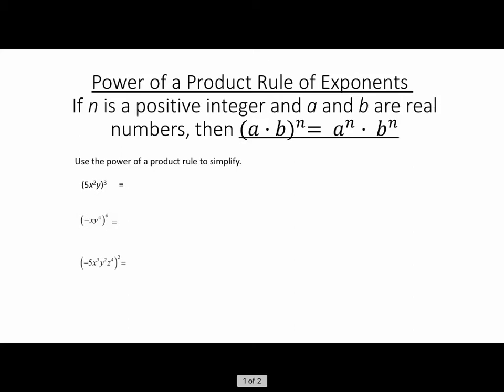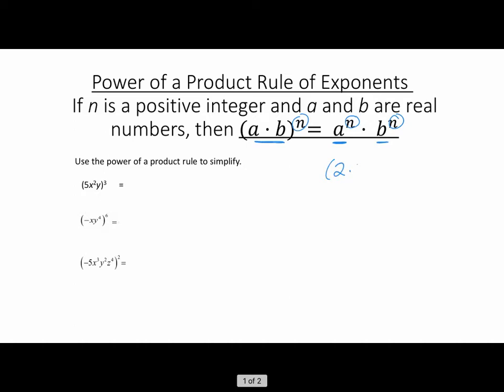Power of a product rule of exponents. If n is a positive integer and a and b are real numbers, then a times b to the n equals a to the n times b to the n. This says if you have a product, which is multiplication, raised to an exponent, then each factor of your product gets that exponent. A gets that exponent, and b gets that exponent, and they're still being multiplied together.